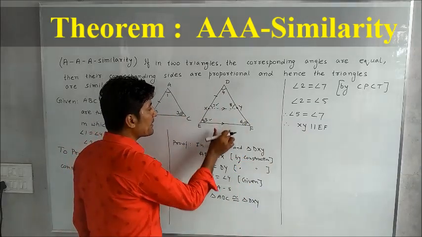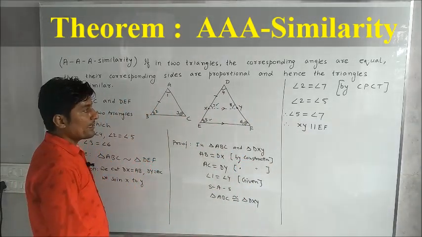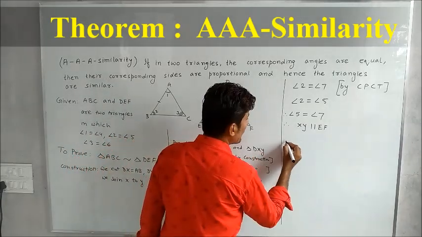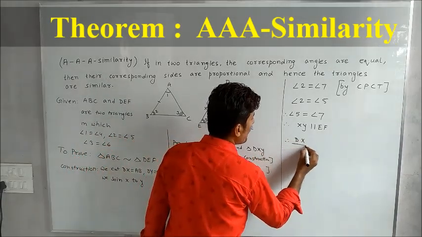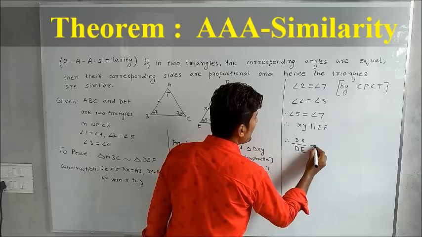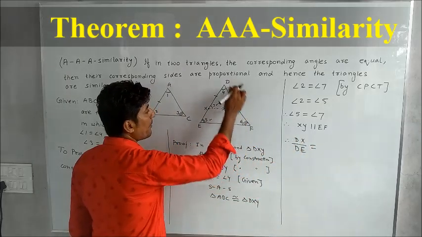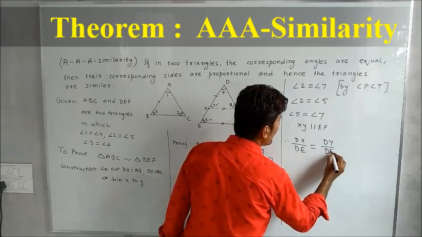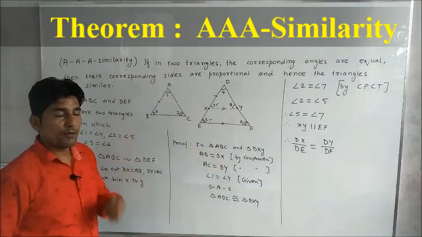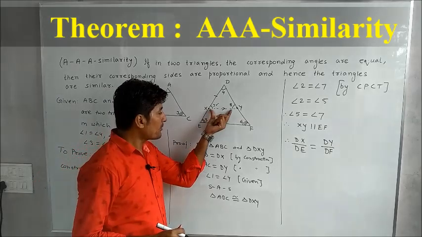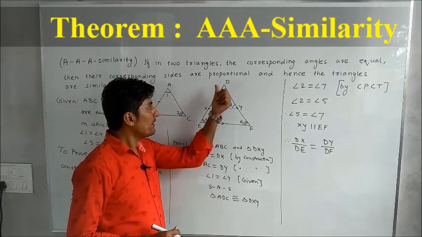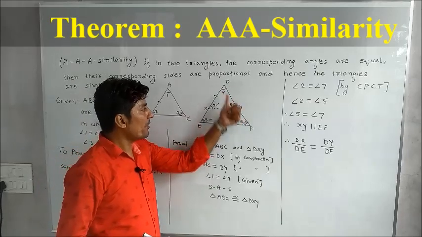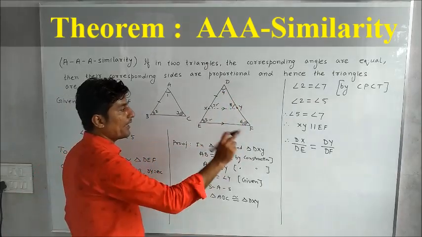Since XY is parallel to EF, we can say that DX upon DE will be equal to DY upon DF. This I have taken from the Thales theorem: if line XY is parallel to EF, then DX upon DE will be equal to DY upon DF. So the same thing I have written there.